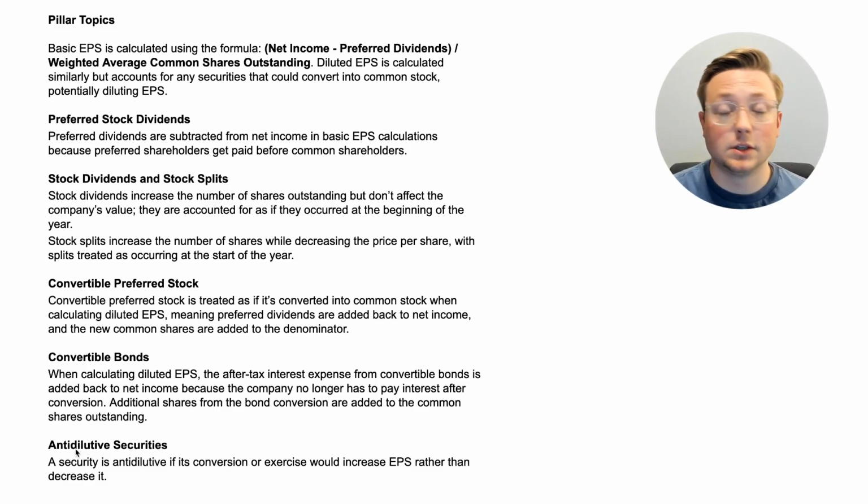And then finally, just a simple rule here: a security or whatever the case may be is anti-dilutive if its conversion or exercise would increase EPS rather than decrease it. So if something that could potentially happen actually would increase earnings per share, it's not dilutive, it's anti-dilutive, and you would not include it in the dilutive earnings per share calculation.